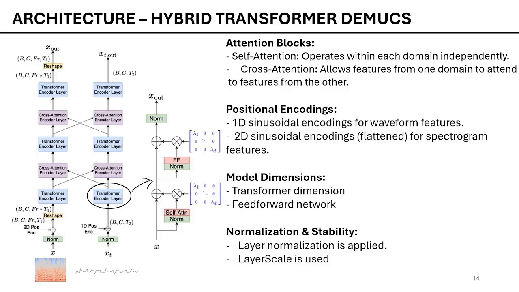Layer normalization is also applied for training stability, and layer scale is used to control residual connections by scaling them to prevent instability. By interleaving self-attention and cross-attention, the model learns how to combine time and frequency domains more globally and flexibly than a pure convolution approach.